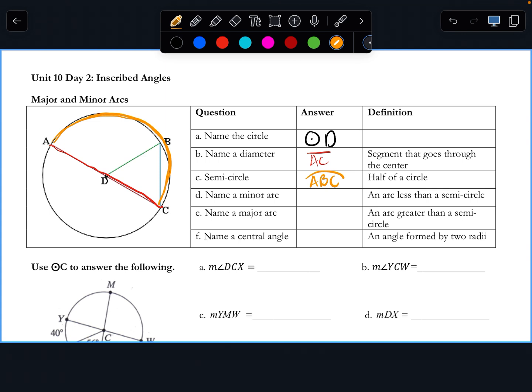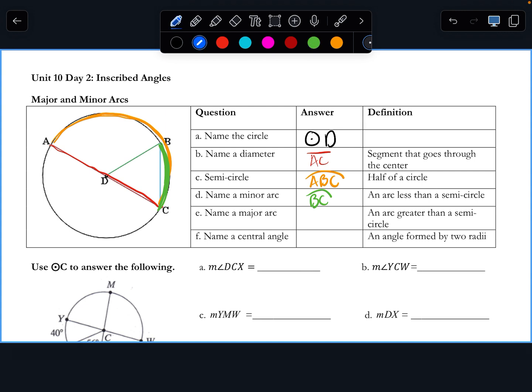A minor arc is an arc that's less than a semicircle. So like, I don't know, BC. So BC or CB is a minor arc. It's smaller. Okay. A major arc is like a big arc. So that one's bigger than a semicircle.